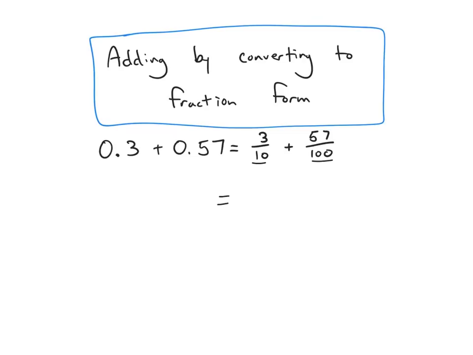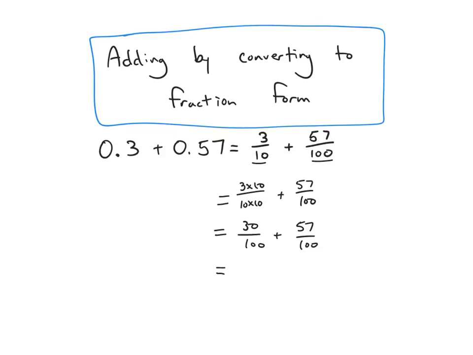And in this case, we can multiply the numerator and the denominator by 10. So we'll take 3/10, and we'll multiply the numerator by 10 and the denominator by 10. And then we're going to add that to 57/100. And what that does is that gives us 30/100 and 57/100. And so now we can add these two together.